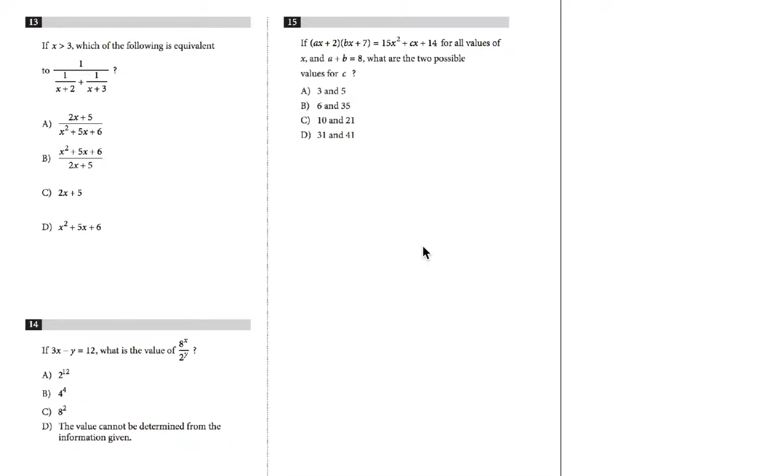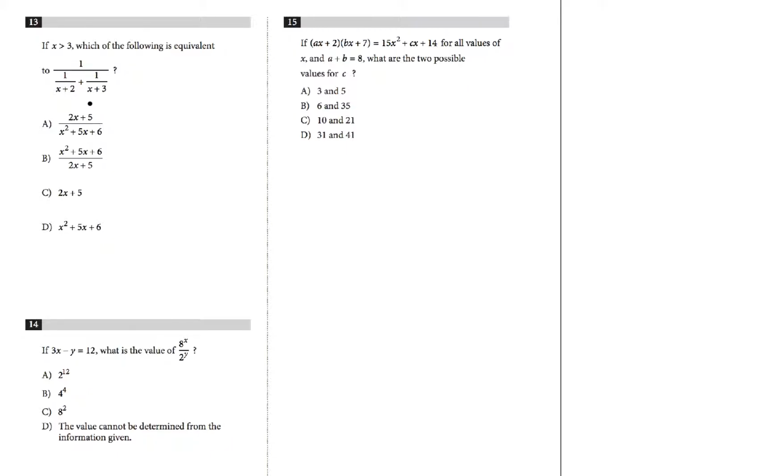New SAT, Test 1, Section 3, numbers 13 through 15. I suspect a lot of you will be watching this video because most of you missed these three problems. So let's get started. If x is greater than 3, which of the following is equivalent?